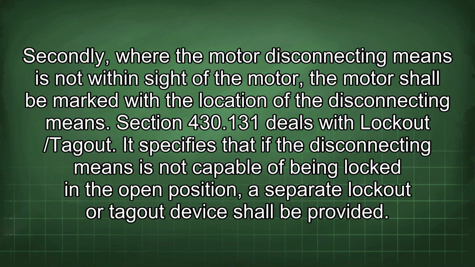Secondly, where the motor disconnecting means is not within sight of the motor, it shall be marked with the location of the disconnecting means. Section 430.131 deals with lockout/tagout. It specifies that if the disconnecting means is not capable of being locked in the open position, a separate lockout or tagout device shall be provided.